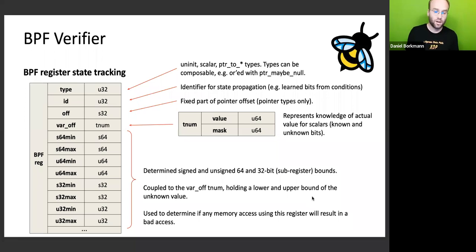The register state, it's a simplified version that I put here, but basically a BPF register in the simulation that the verifier is doing has a certain type. It can, for example, be a completely unknown type, or a scalar type, or some pointer type that can be null or non-null. It has an ID in order to propagate state back and forth, and a fixed offset, and an unknown offset. That's what we call a tri-state number. It represents knowledge of known and unknown bits combined. And it has a number of bounds: 64-bit and 32-bit bounds, minimum, maximum, signed, unsigned. So it really has to track a lot of information.